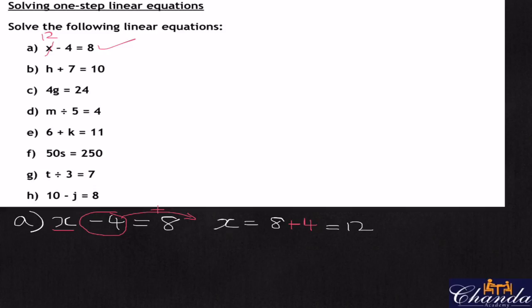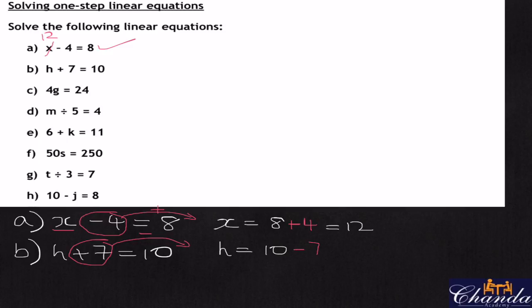Okay, doing part B. So we have h plus 7 is equal to 10. Now we're trying to get the h on its own, so let's circle the plus 7 and we take it to the other side. And on the other side it becomes a takeaway. So that becomes h is equal to 10 take away 7. Now 10 take away 7 gives us a value of 3.